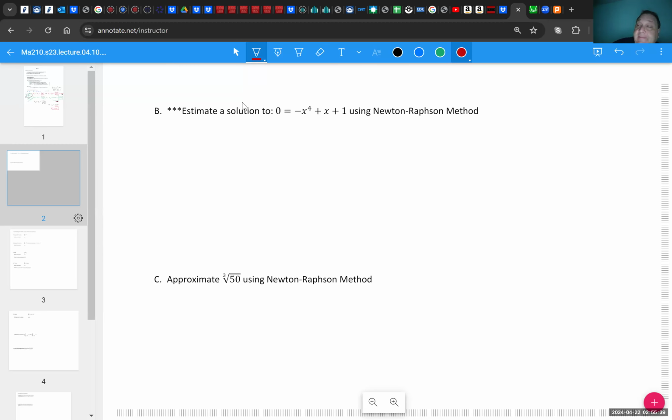So remember, I need to have a guess. I need to have an x1. And that's going to come from me using a table or graph. And then, based on my x1, I get an x2, which means I'm just going to do this little formula thing here.